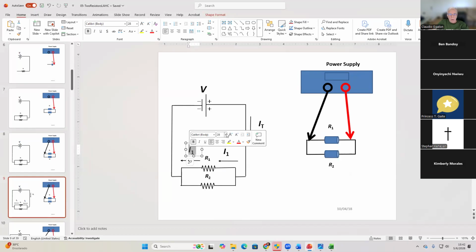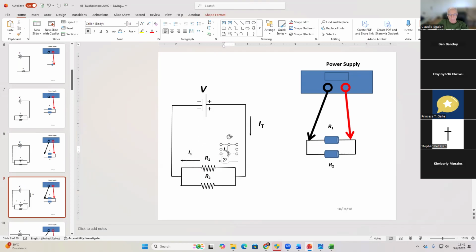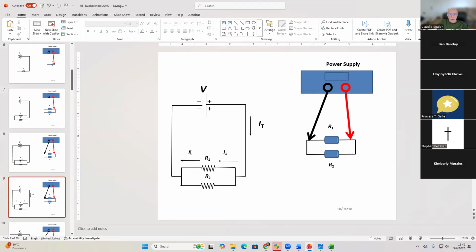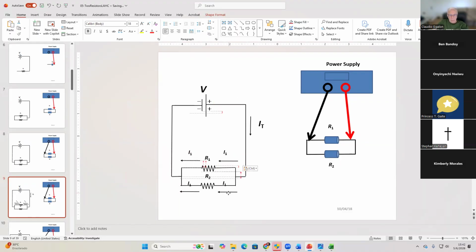Let me make it smaller. Good. And we also have the current flowing through resistor number 2, right in here. The current I2 flowing through resistor number 2.